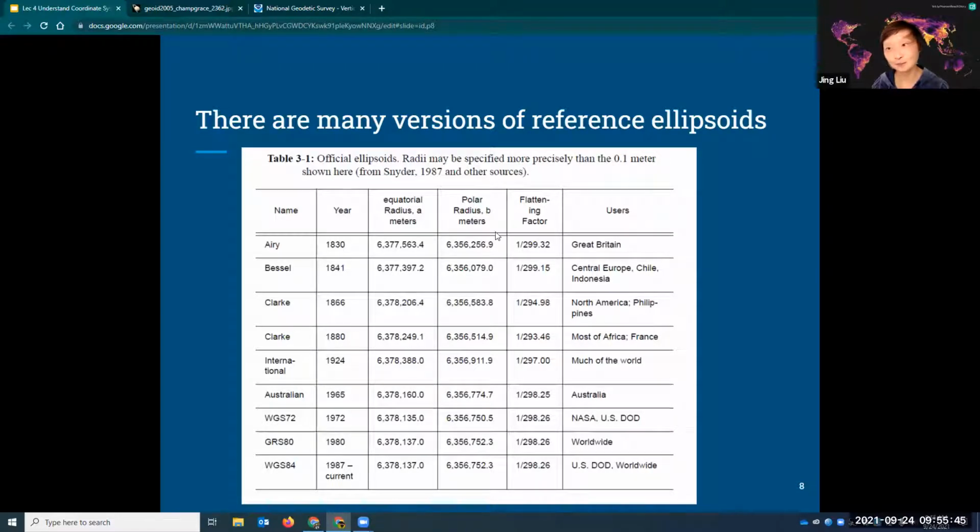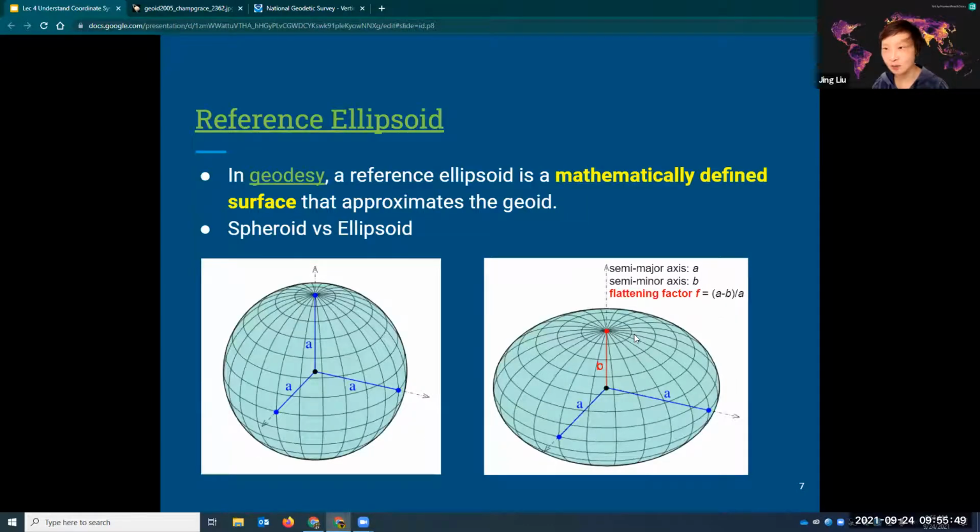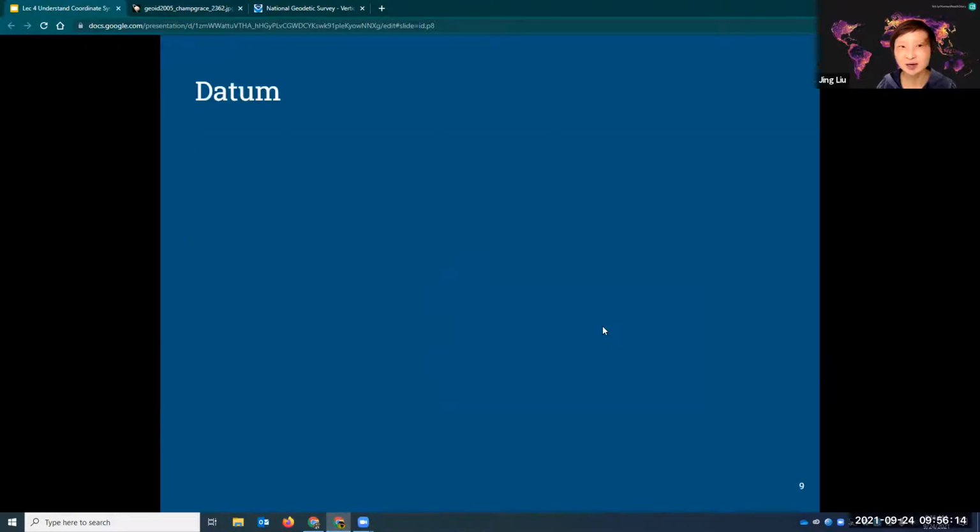I'm done. No. After that, you need to consider, I have this ball, and where is my starting point? How do I put this ball, which is an approximation of the ugly potato, how do you fit this ideal shape to that ugly potato? That is the third concept. It's the reference point, or what we call the datum.